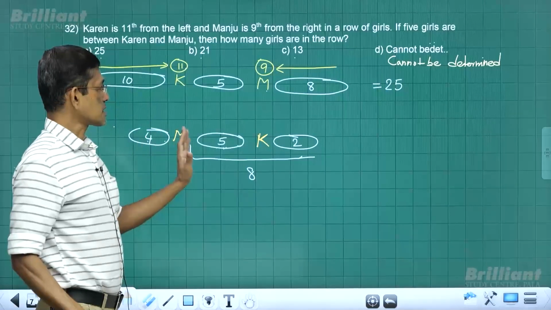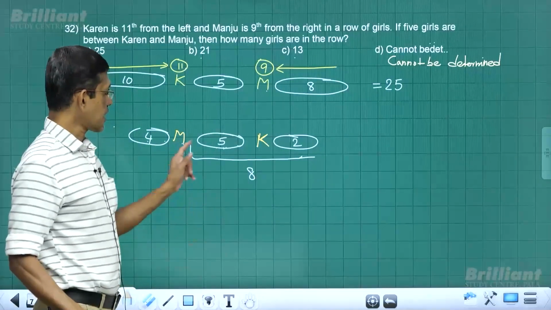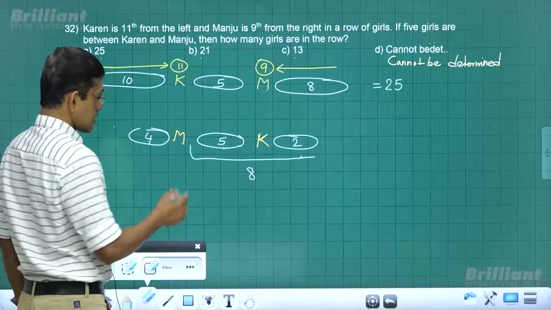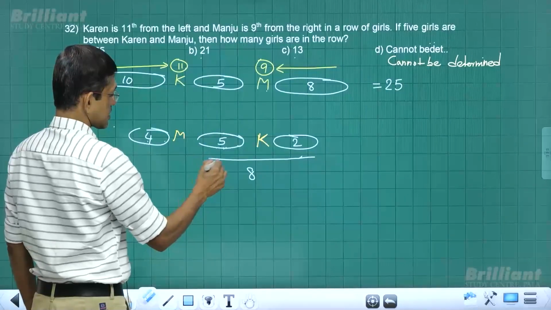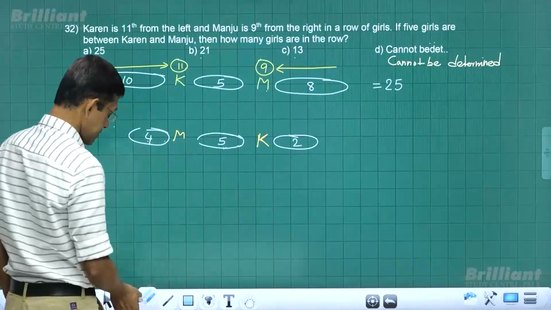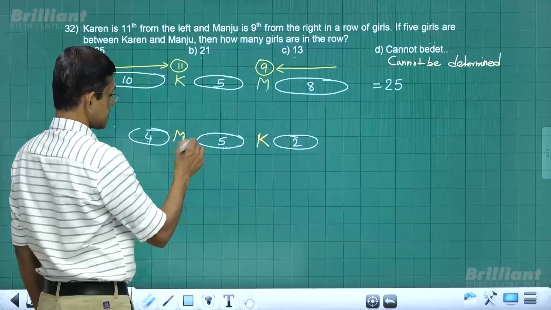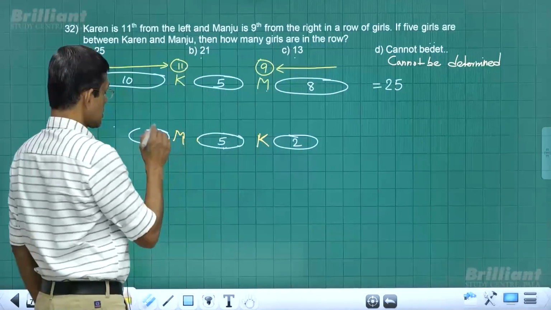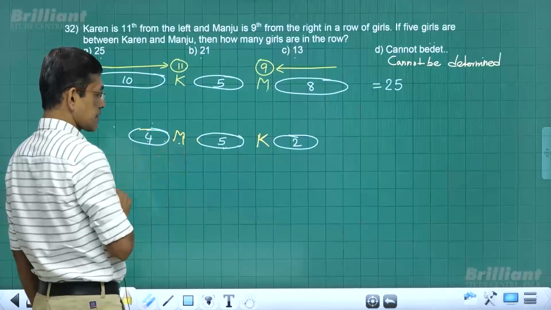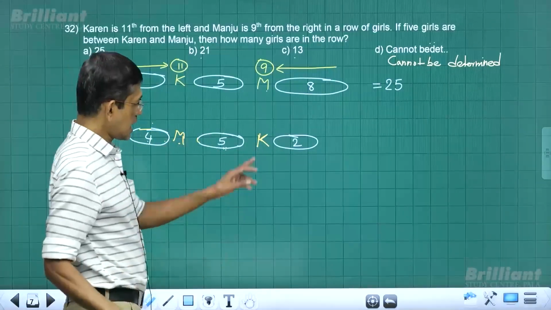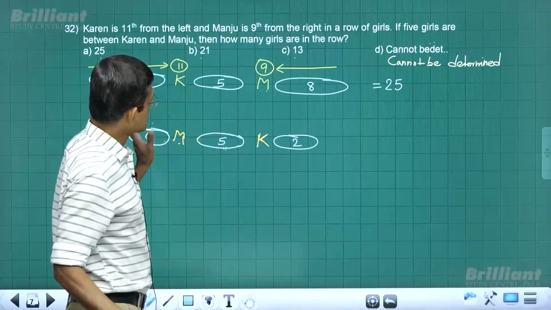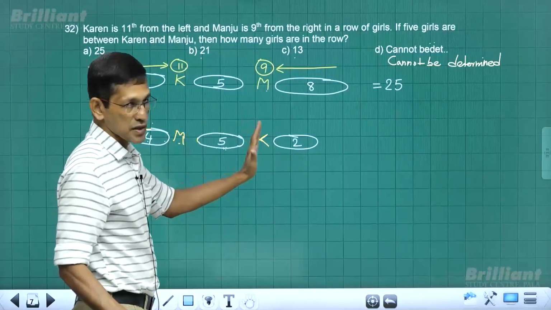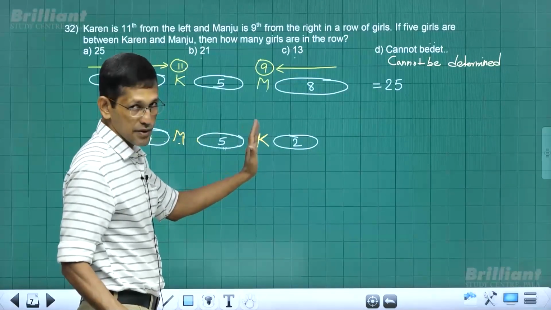Karen is 11th from the left end. And there are 5 girls in between them. So there are 2 arrangements possible here. This is one of the arrangements, and this is the second arrangement right here. If this is the second arrangement, how many girls in the row? There are 4 here. 4 plus 1, 5. 5 plus 5, 10. And Karen is 11th. Or you can just look at this possibility here. The condition is clearly given that from the left end, Karen is 11th.